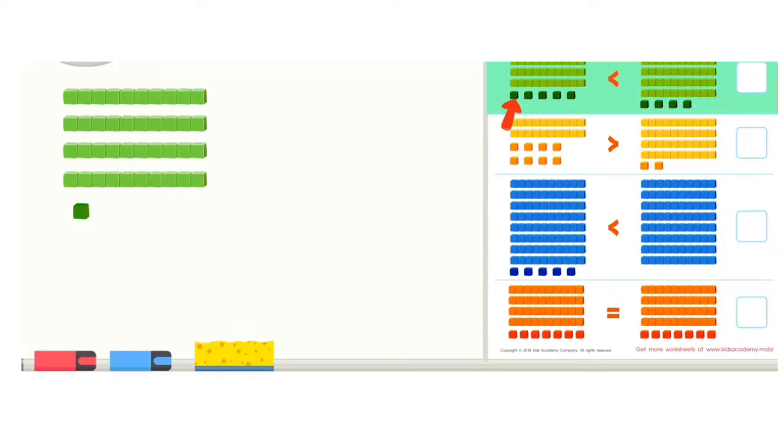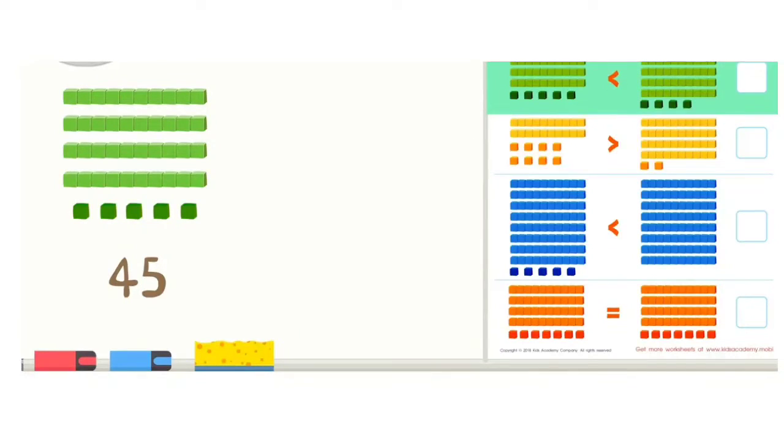There's 1, 2, 3, 4, 5 cubes. So let's count on from 40, 5 more. 41, 42, 43, 44, 45. Our first number has 45. Let's compare it to the number on the right.